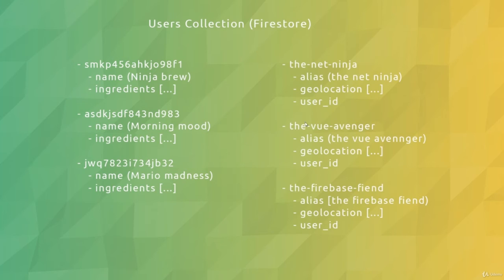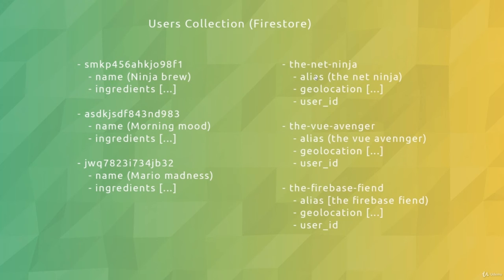Now this time around, I want to do something a little bit different. Instead of letting the Firestore generate these unique IDs, instead what I'd like to do is take the alias of each user, such as the NetNinja or the Vue Avenger, and I've spelled that incorrectly, and I want to slugify those. And once we've slugified them, then we let that be the identifier. Okay, so the NetNinja with hyphens, or the Vue Avenger, or the Firebase Fiend, etc. So the reason we'll be doing this is because later on it will be easy to identify if a certain alias is unique.